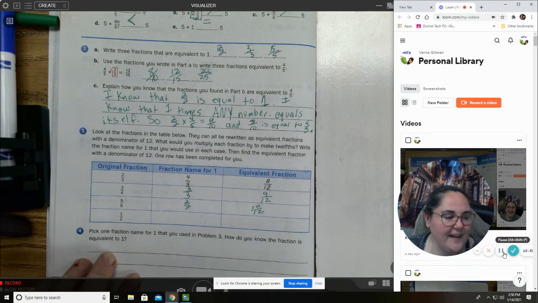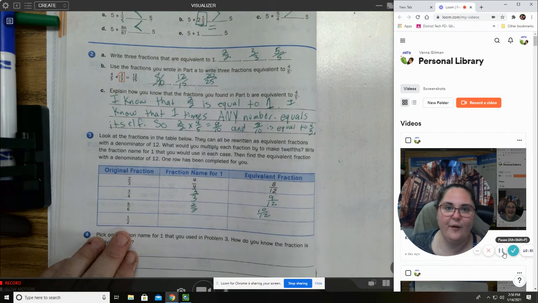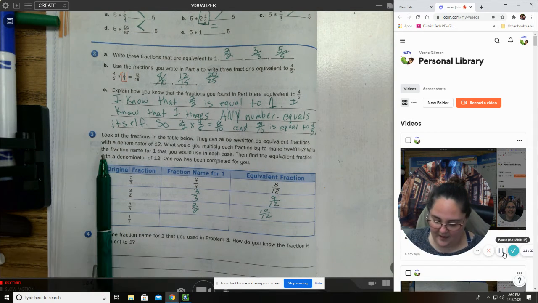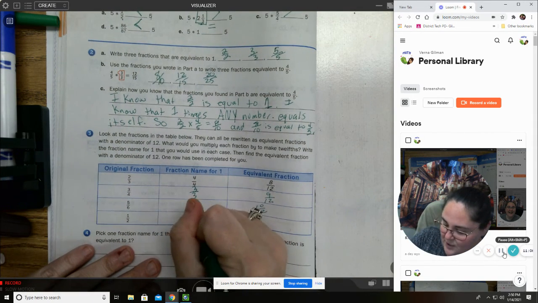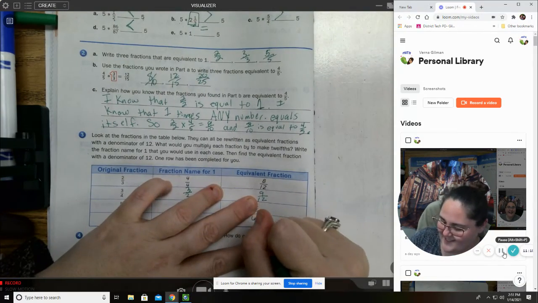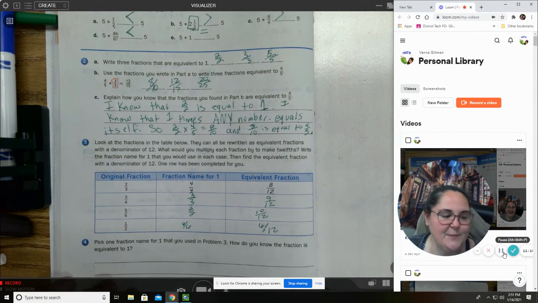Awesome. And finally, 1/2. What I want you to do right now is find my equivalent fraction. What is my equivalent fraction with the denominator of 12? All right, for this question, I'm going to multiply by 6/6, and my answer will end up being 6/12.